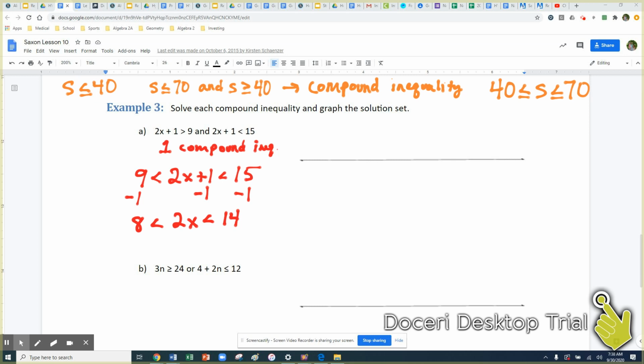Now I look at my x again. My x is being multiplied by 2, so I have to think, what's the opposite of multiplying by 2? What's the opposite of multiplying?